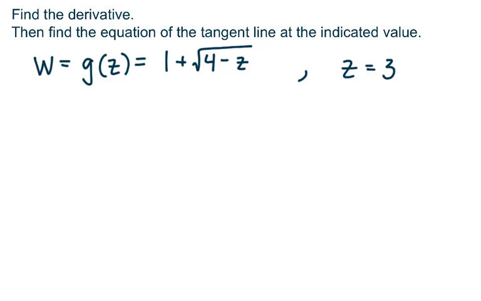For this example, we're going to find the derivative, and then once we've found the derivative, we're going to find the equation of the tangent line at the indicated or given value.